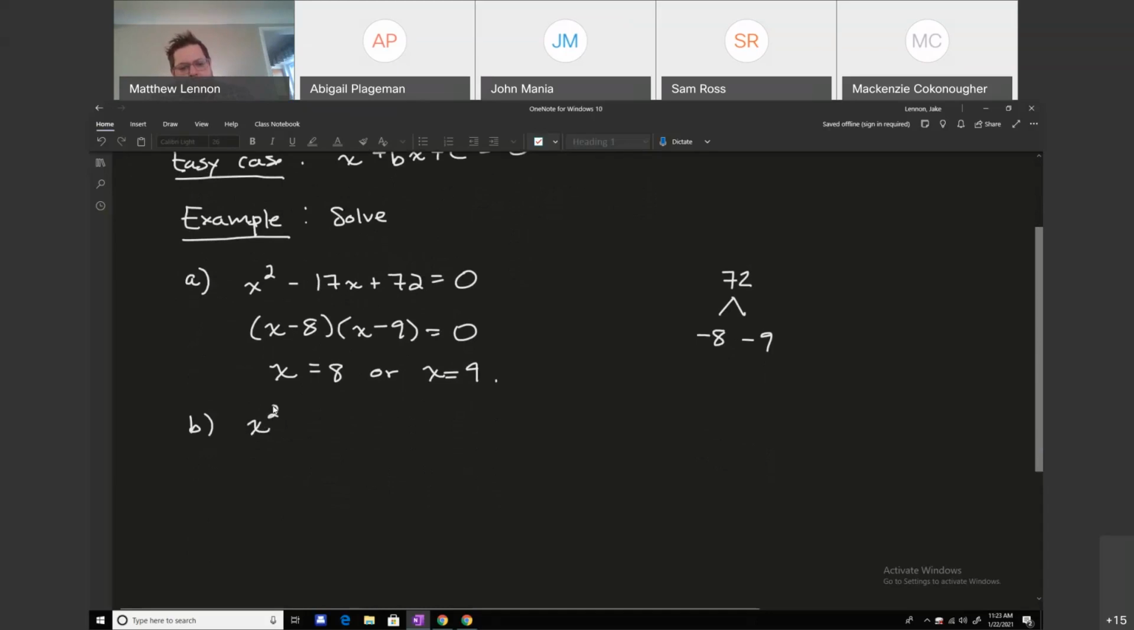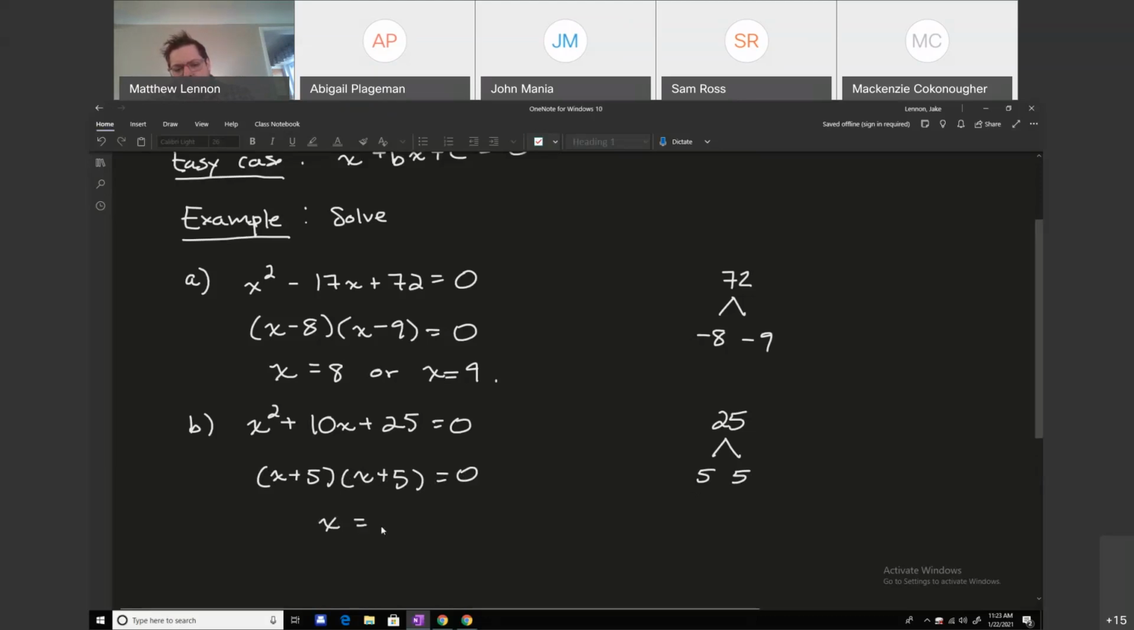Let's say x squared plus 10x plus 25 equals 0. So in this case, you want two numbers that multiply to 25 but add up to 10. So that's just 5 and 5. So this would factor into x plus 5 times x plus 5. So we get a repeated factor. That's the same as x plus 5 quantity squared. Now, since they both match, we only actually have one solution here. So x equals negative 5 is the solution to that problem.